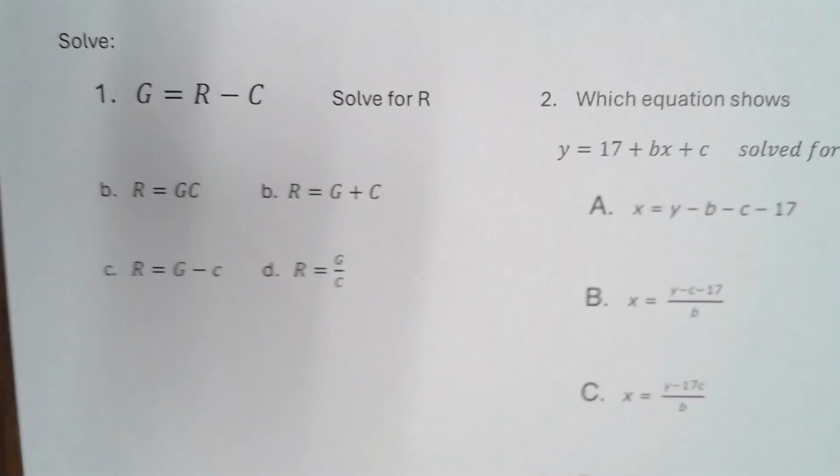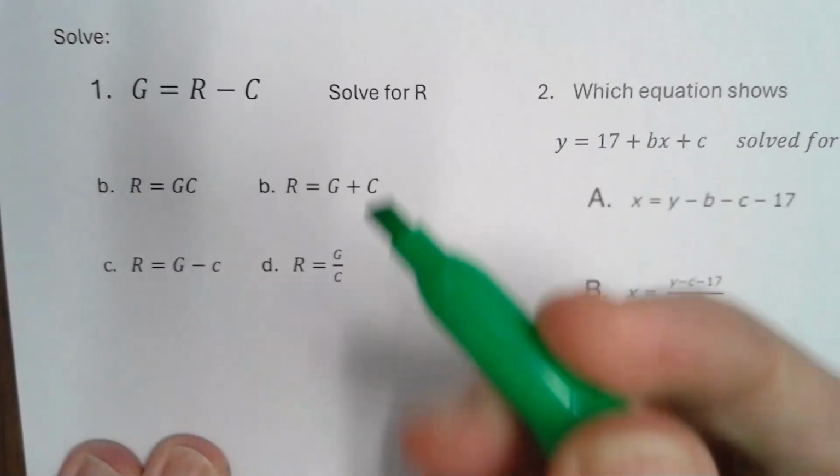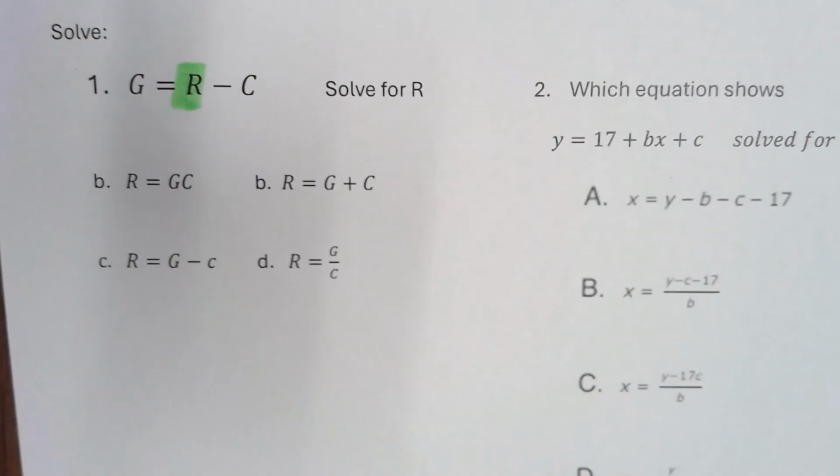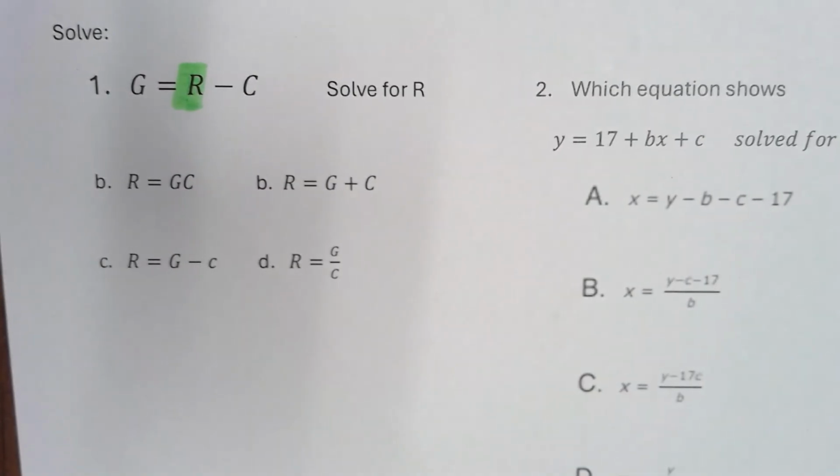Okay, so it says solve for R. And remember, when we're solving for R, that means we won't move it. We'll leave it where it is, and we want to move anything else that is on that side of the equal sign. So what do I need to move? I need to move one thing. I need to move C.